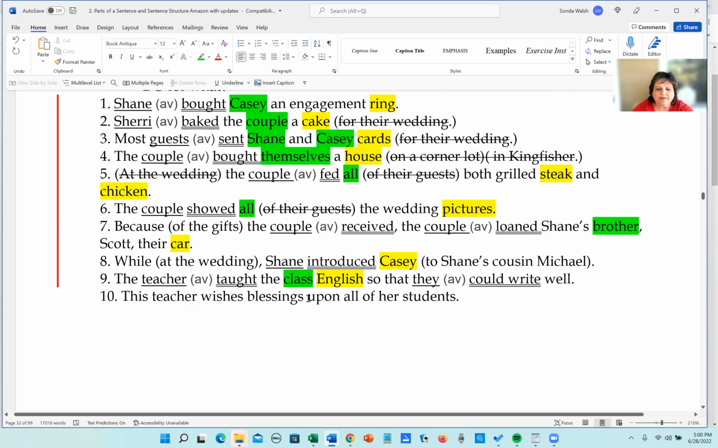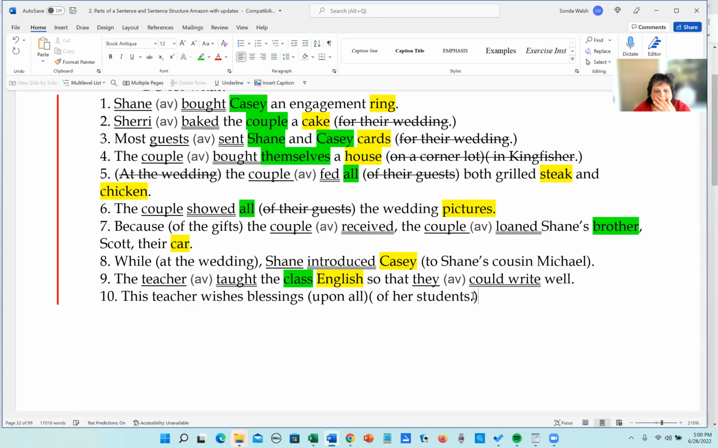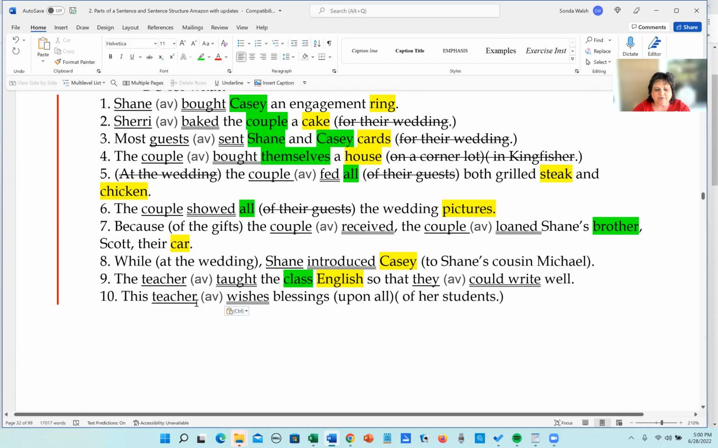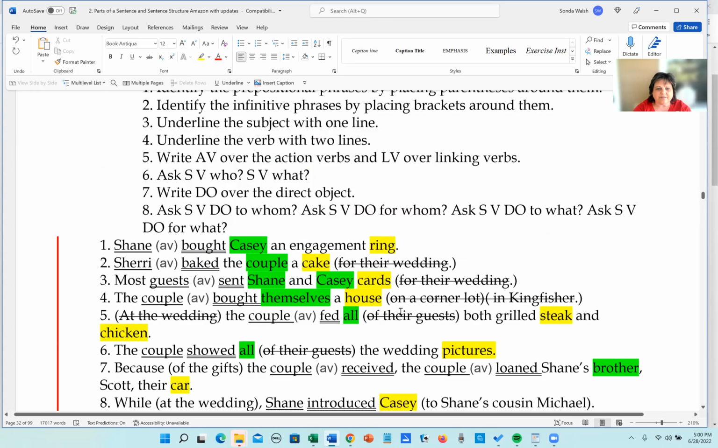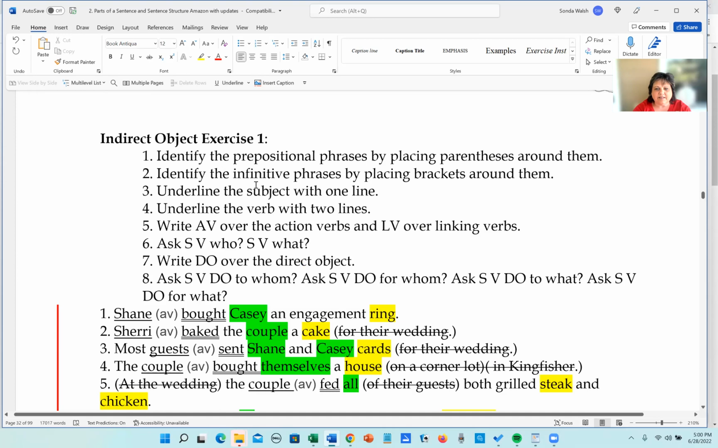So find your prepositional phrases. Upon all is a prepositional phrase, and of her students is a prepositional phrase. Teacher is a subject. Underline that one time. Wishes is your verb. Underline that 2 times. Identify the type of verb, action verb. Wishes, teacher wishes what? Teacher wishes who? Blessings. That is your direct object. There we have exercise, indirect object exercise 1.